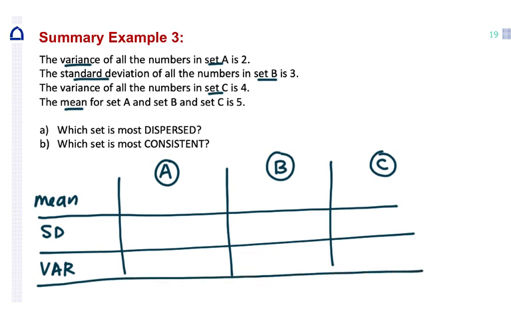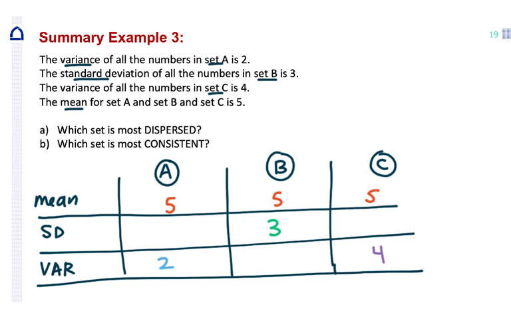So let's look at what they tell us in the question. The variance of all the numbers in set A is 2. The standard deviation of all the numbers in set B is 3. And then the variance for all the numbers in set C is 4. And then it also tells us the mean for all the sets, the average for all the sets is 5. Now they're asking which set is most dispersed and which set is most consistent.